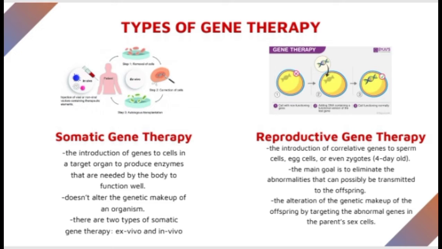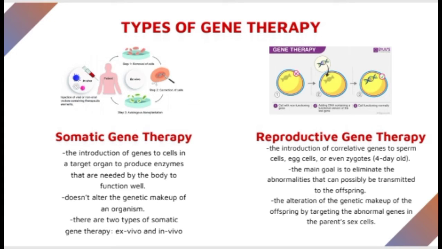The in vivo is the injection of viral and non-viral vectors containing therapeutic elements, so in vivo enters inside the body of the patient, and then the ex vivo takes its part. Step 1 is the removal of the cells from the body. Step 2 is the correction of the cells of a person, and the third step is the autologous transplantation.